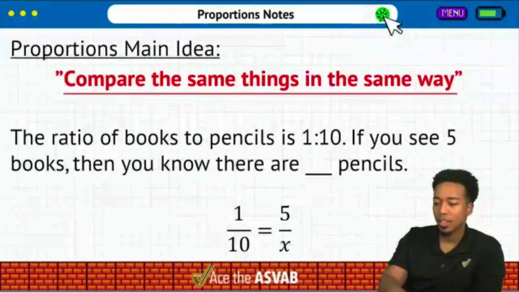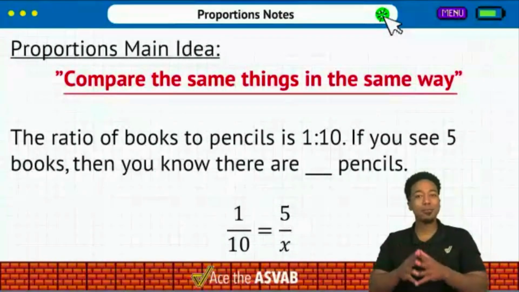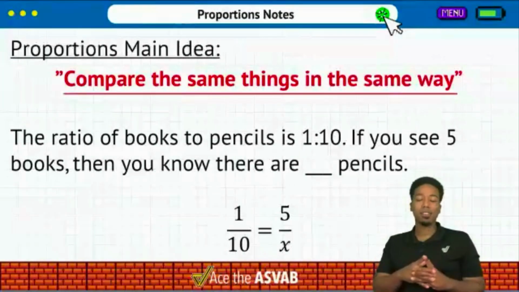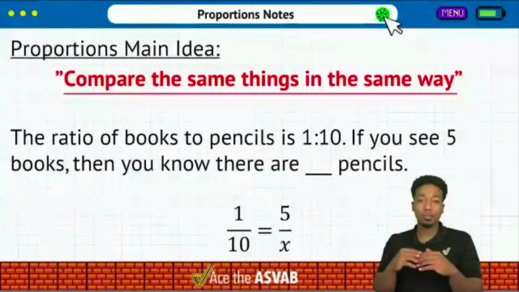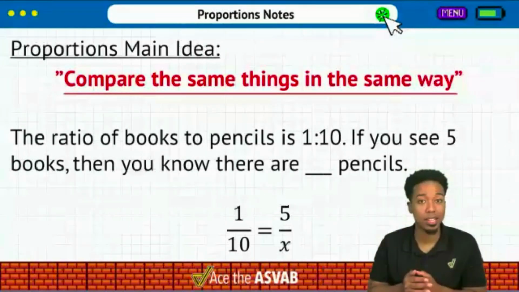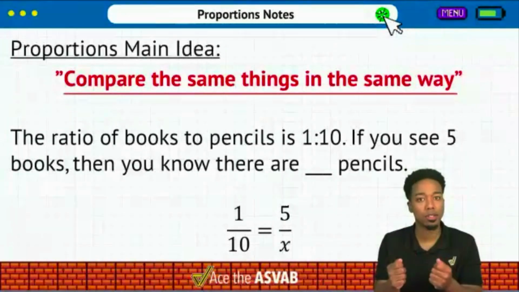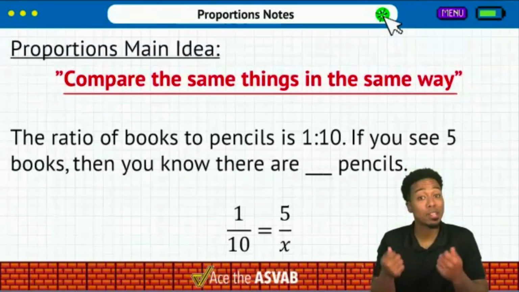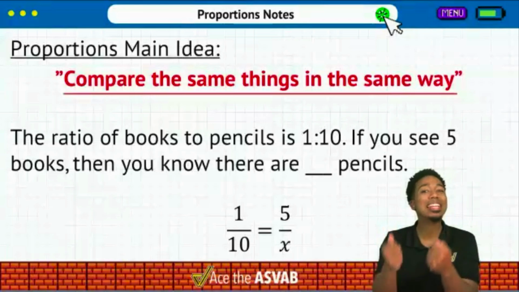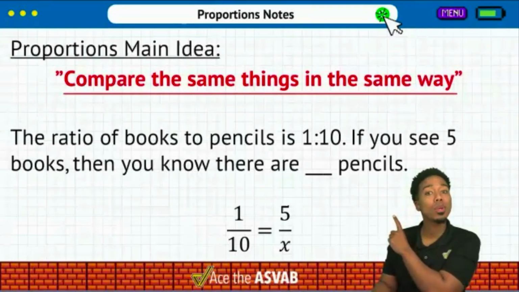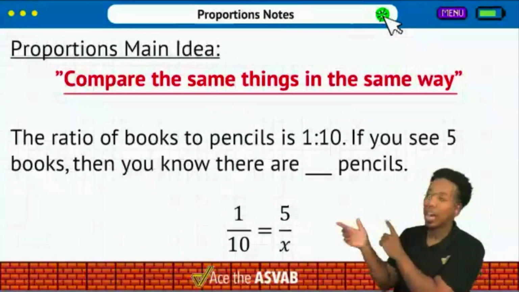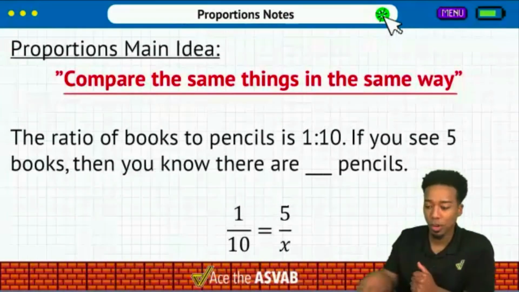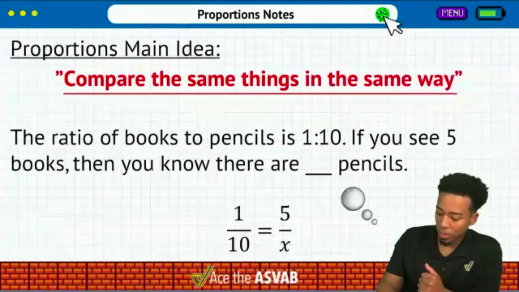All right. So let's go ahead and move forward here. Compare the same things in the same way. What does that mean, coach? It's actually exactly what it sounds like. If you have a comparison between two things, if you want to set up a proportion, you just have to compare those two things in the same way. So let me give you a nice brief example here, and then we'll move forward to show you exactly how we can solve that next problem. So here we go. Let's read through it.